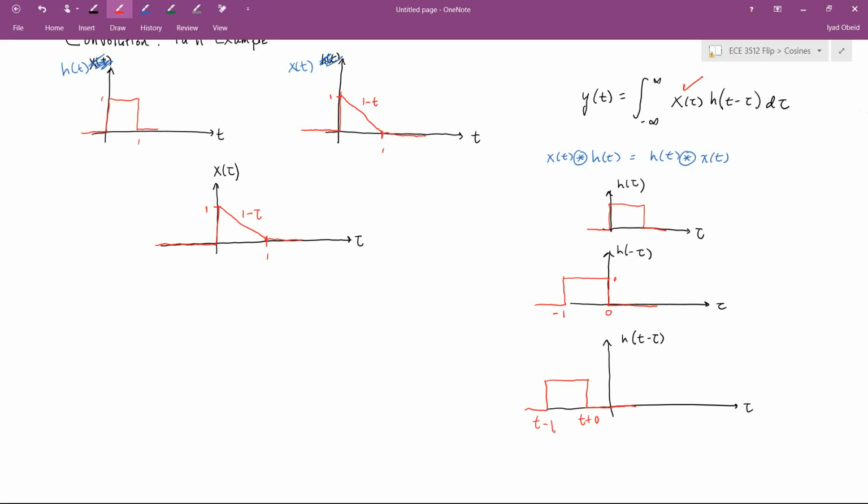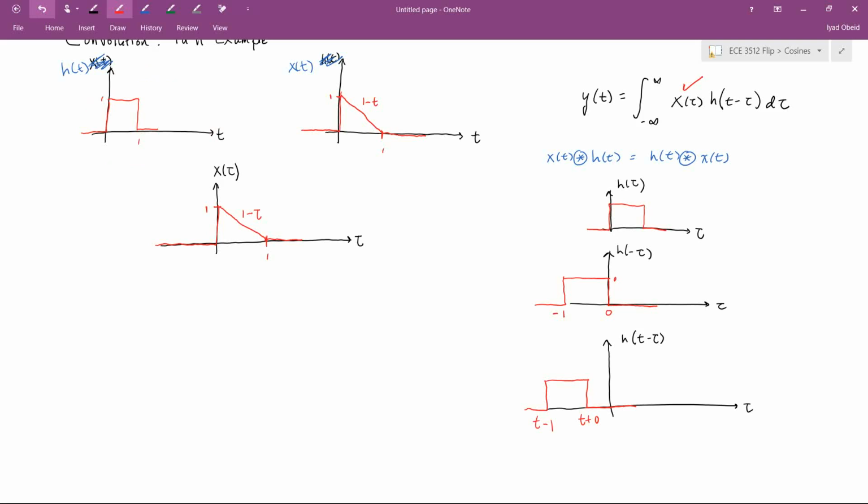Okay? So that's a lot of steps, and in the future when you do these problems, you can actually just go straight to the answer. In effect, all I've done is I've taken my h, I've flipped it across the y-axis, and then I've added t to all the values.